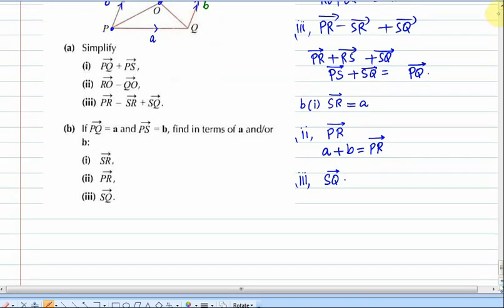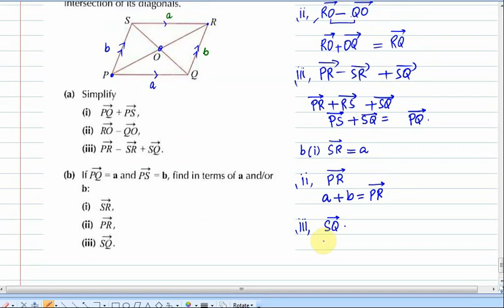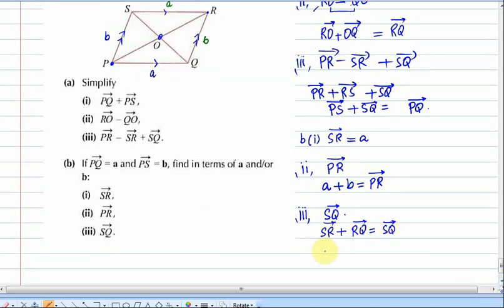First I will write the path that I identified. I will travel from S to R and then from R to Q. Ultimately I will reach from S to Q. SR is A plus RQ. Now the value of RQ means that we need to move downwards, so it's the negative vector of B. That means A minus B is equal to the vector SQ.